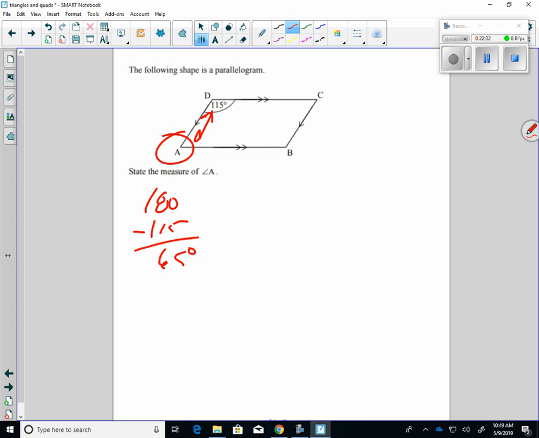Now they might trick you. They might ask you for the side. I guess that'd be consecutive as well, right? Yeah. So if this one would be 65, that one would be 65, that one would be 115, right?